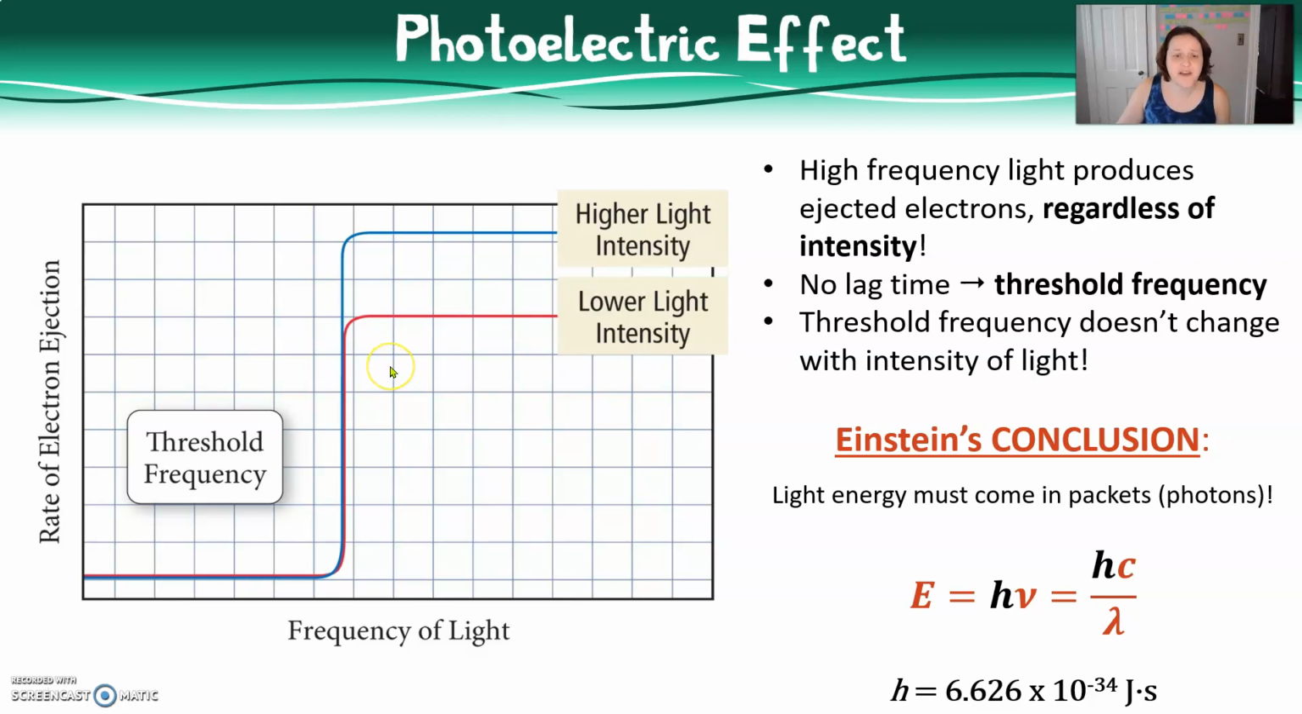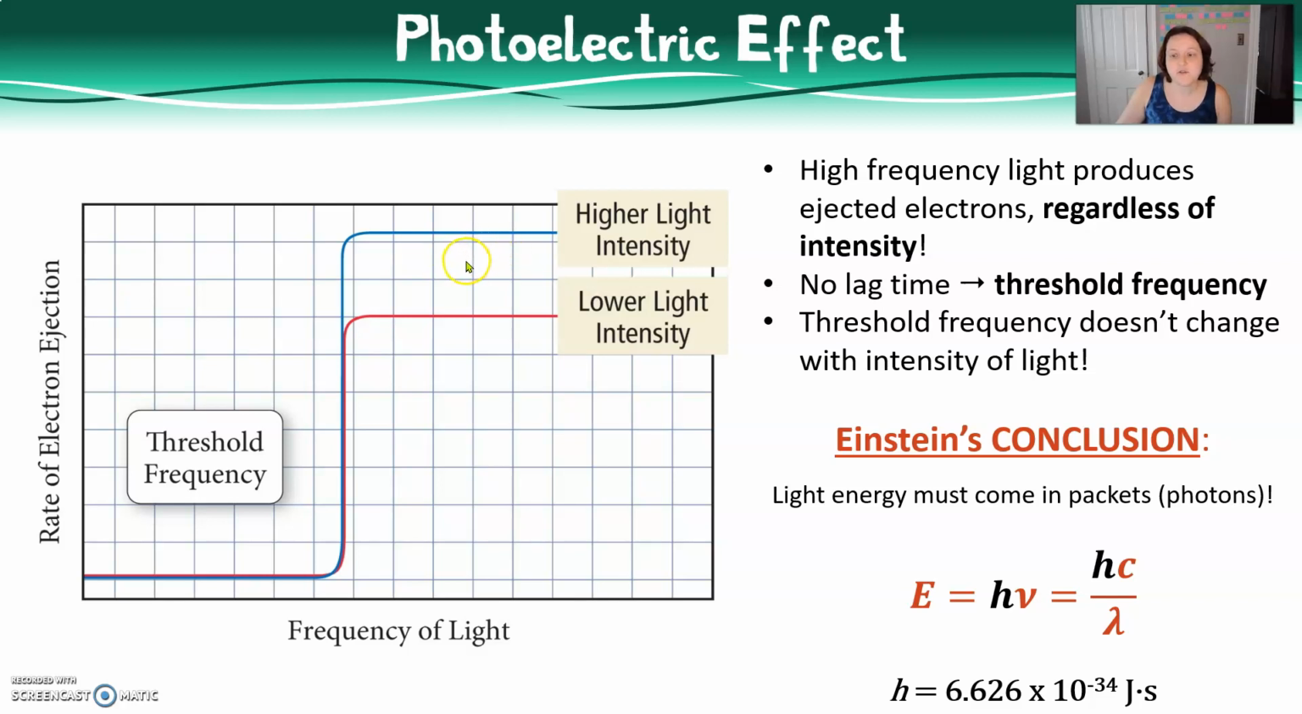Additionally, these packets of energy, or photons, also explain why we see more electrons ejected with higher intensity light. Intensity indicates the number of photons that are hitting the surface of the metal at one time. So as the intensity of the light is increased, the number of photons striking the surface is increased.